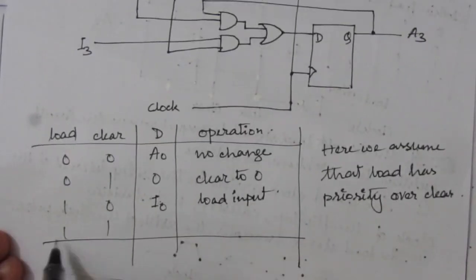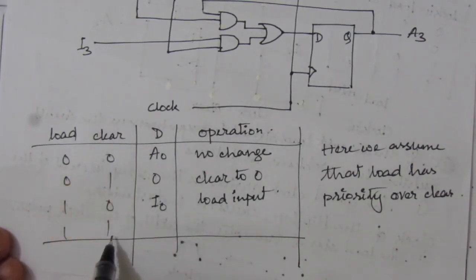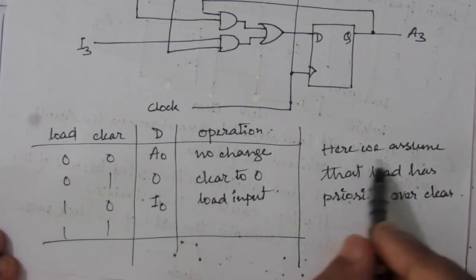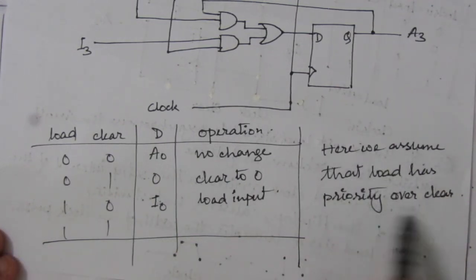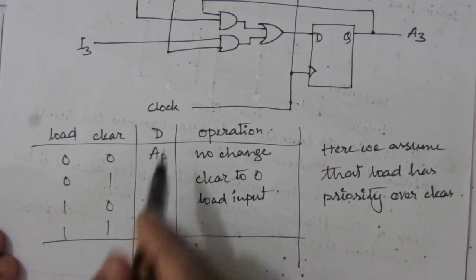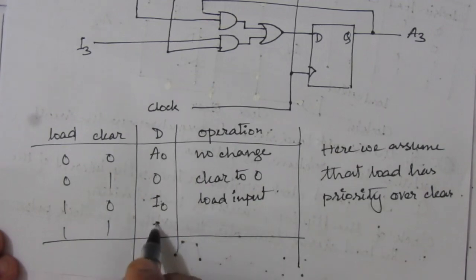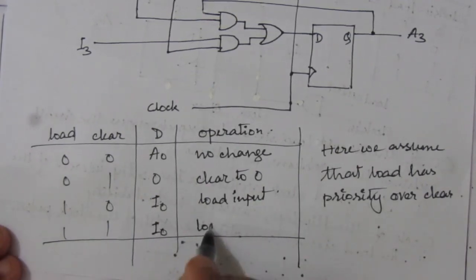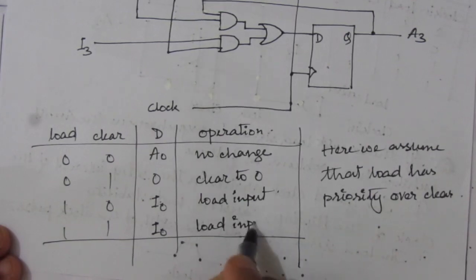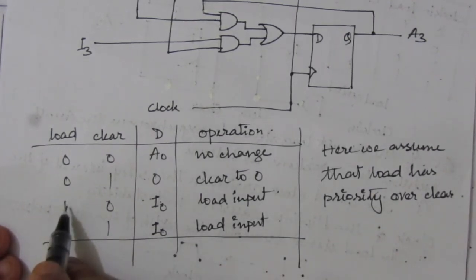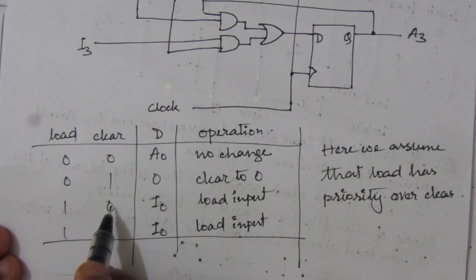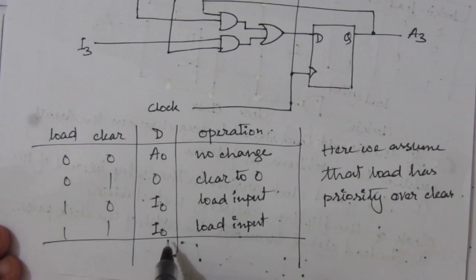Now we can see that for the last case, when load is 1 and clear is 1, for clear equal to 1 we would have to clear the output. But here we have assumed that load has priority over clear. That means whenever load is 1, irrespective of this clear input, this D input will be equal to I0. So it is the load input. It is the same. Whenever load is equal to 1, irrespective of clear, which is a don't care condition for clear, we will have this I0 equal to D.